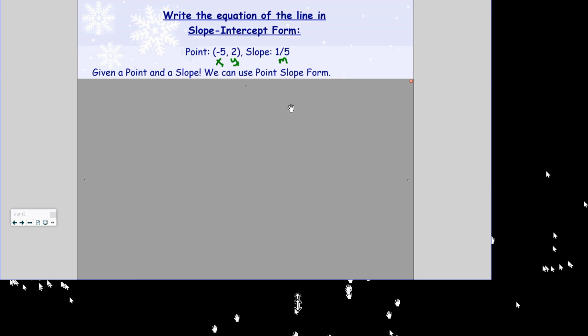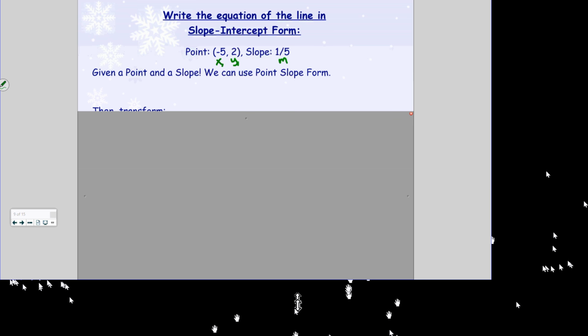So just to check what you've done, we should be doing y minus y1 equals m times x minus x1. And so our y1 is 2, our m is 1/5, and our x1 is a -5. So minus the -5, I can look ahead and see that will be plus. So I'm writing that as a +5. This is our equation in point-slope form.